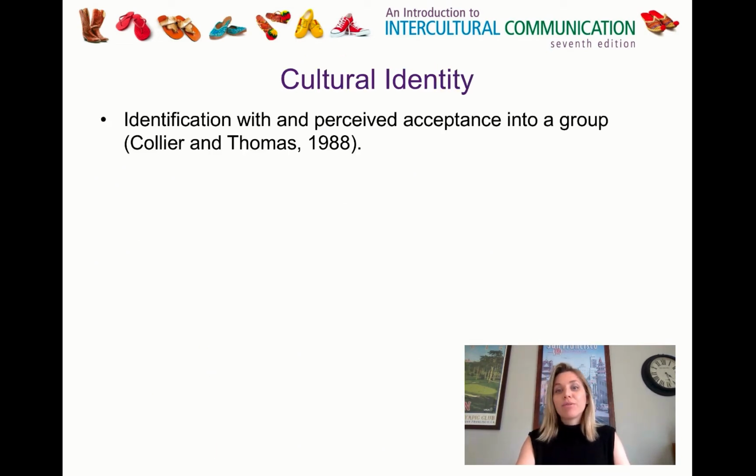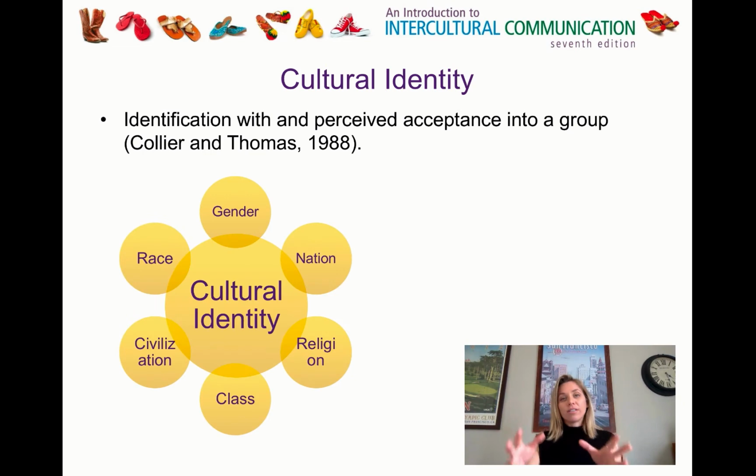All right, so when it comes to our cultural identity, recall that there are 6 aspects to our cultural identity. So race and gender, we're going to get into that today. Nation or nation state, so this is typically like where you live, or it could be where you're from. Religion, class, and then civilization is kind of a broad term. We're part of a Western civilization, so we have a lot of cultural norms that come from that.